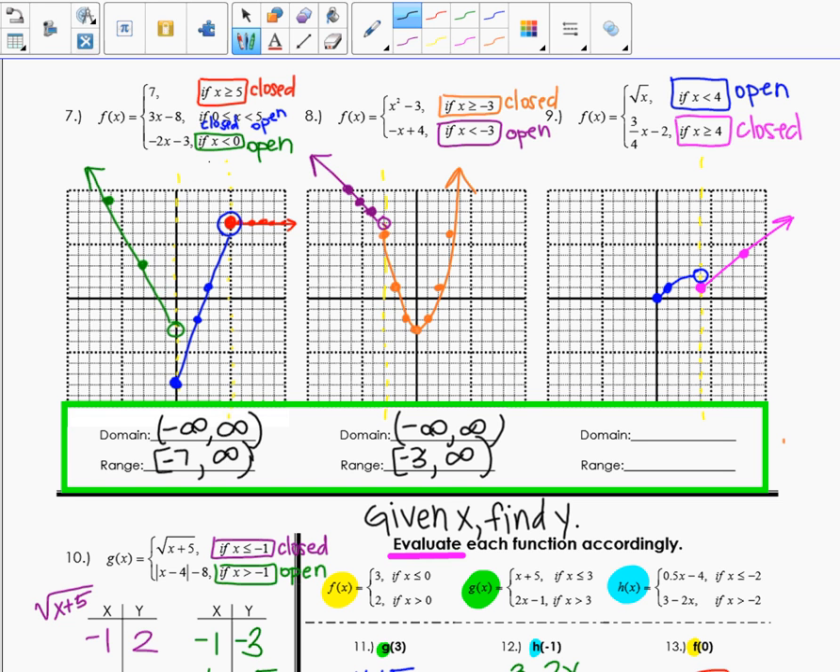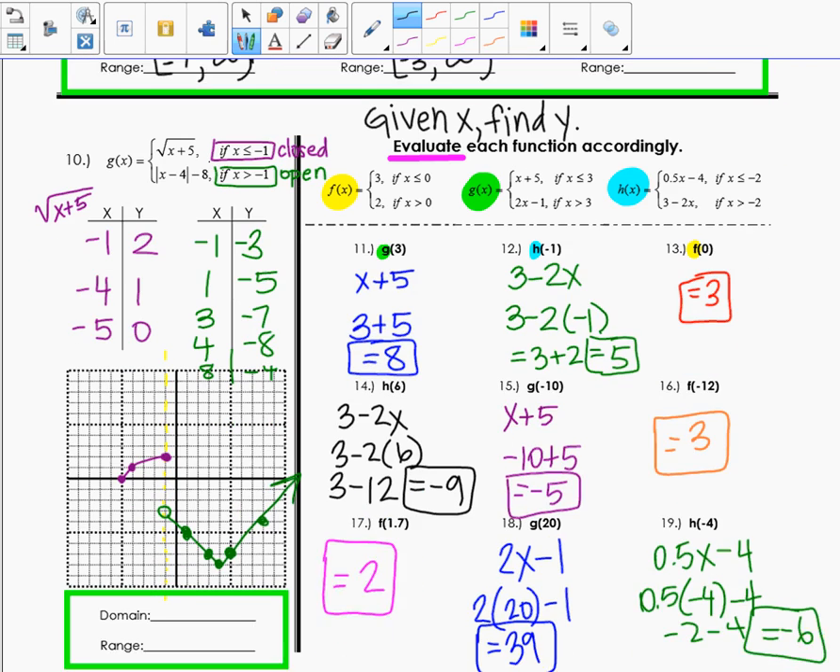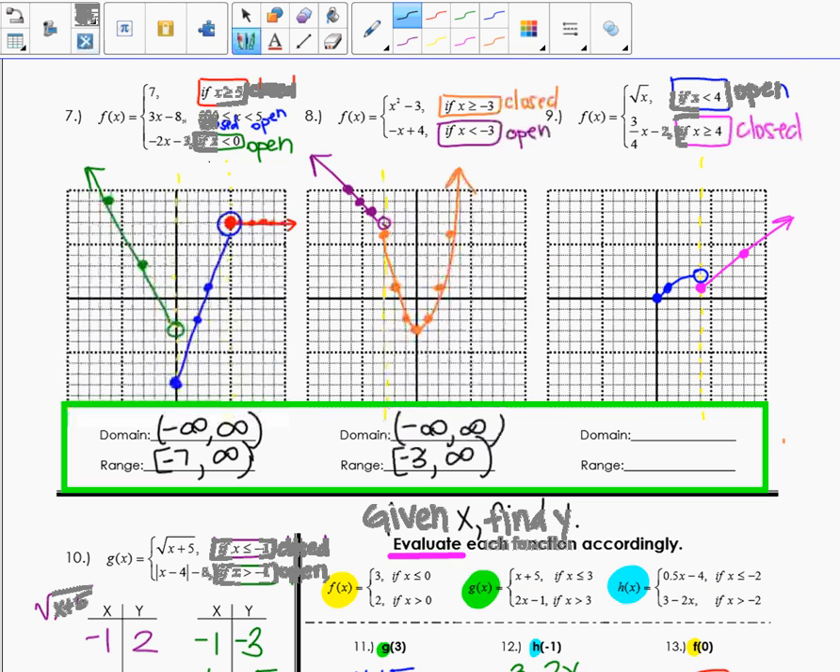Your domain on 9 and 10, and if you obviously want to hit pause on the video and see if you can do 9 and 10 on your own and then check your work, please do so now. But your domain, let's start there.